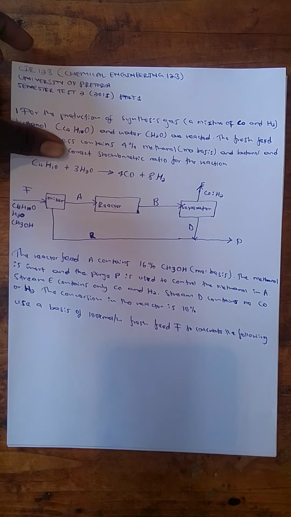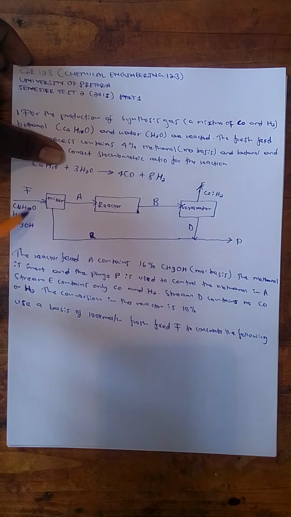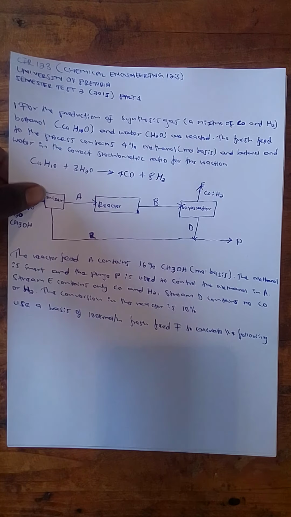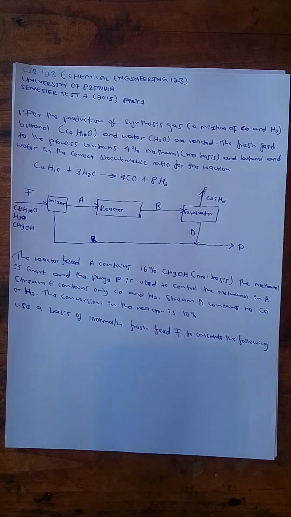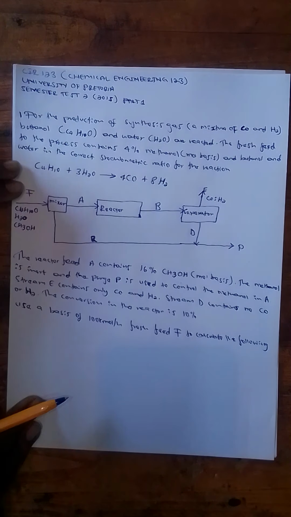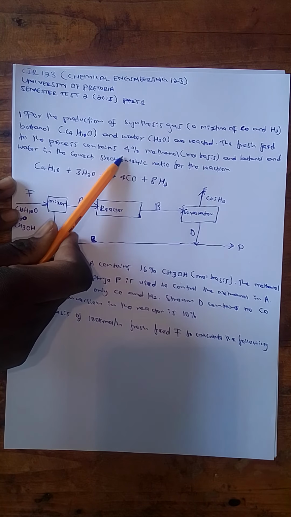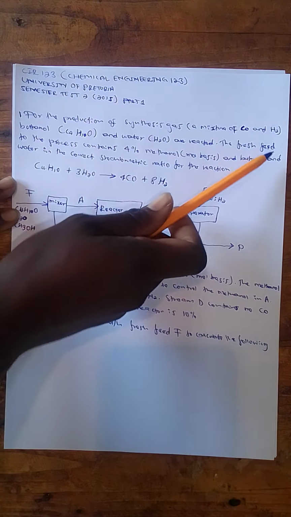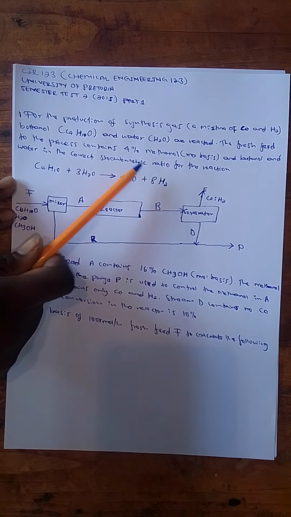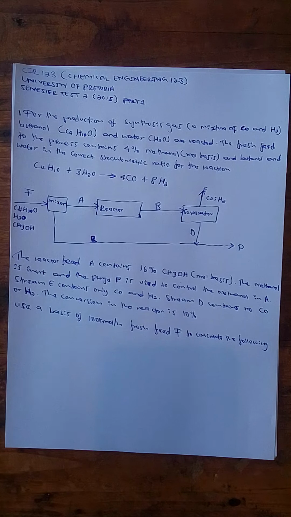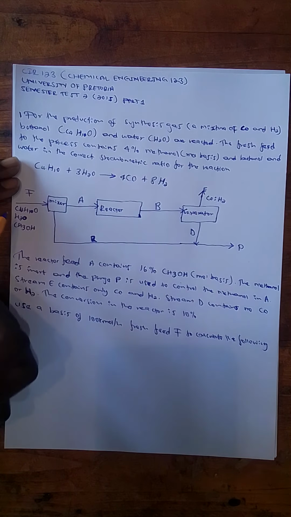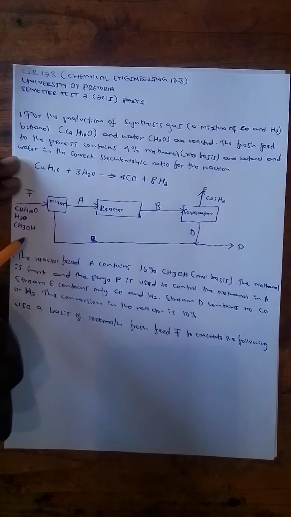So we have a couple of questions. At least we know that we need to use the basis of 100 kilomole per hour fresh feed F to calculate the following questions. The first question says calculate the mole composition of F. So we need to calculate the mole composition of F. And in F, the information we have is that it contains 4% methanol, because they say the fresh feed to the process, which is the F here, contains 4% methanol on a mole basis. So already we know that in this fresh feed F, we have methanol, which is CH3OH, as 4%.